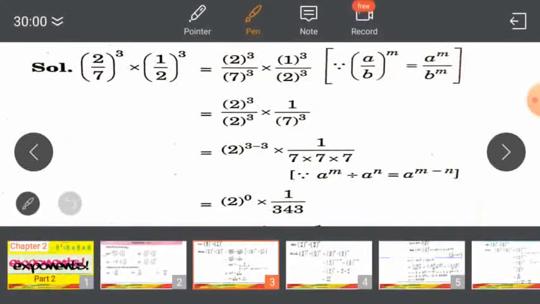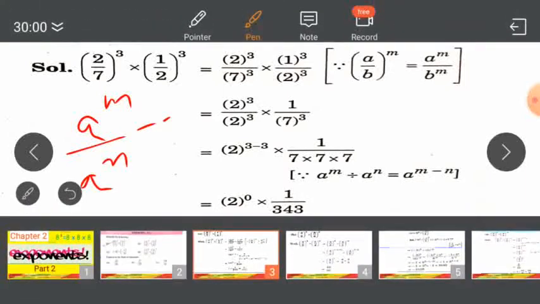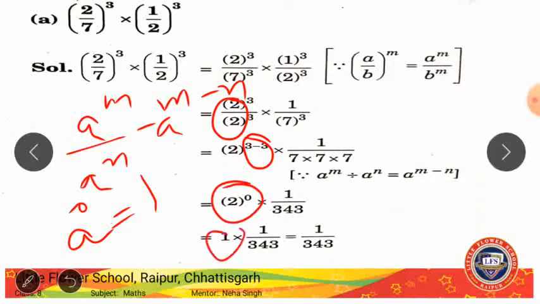How are we going to do now? Seeing to the property, a^m upon a^n, means when it is divided, what happens to the powers? The powers get subtracted. Here base is same, 2, 2. So the power will go as 3 minus 3. The power will be subtracted. So 3 minus 3 is now 0. Right? And we also know a^0, what is it? Identity property, a^0 is 1. Right? Since this 2^0 will be 1.